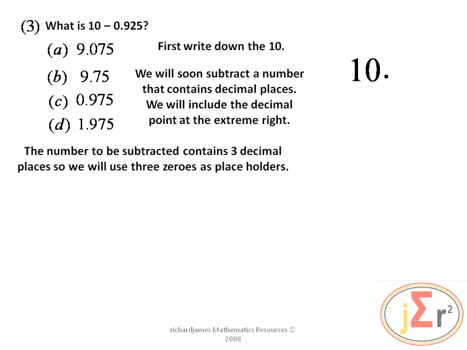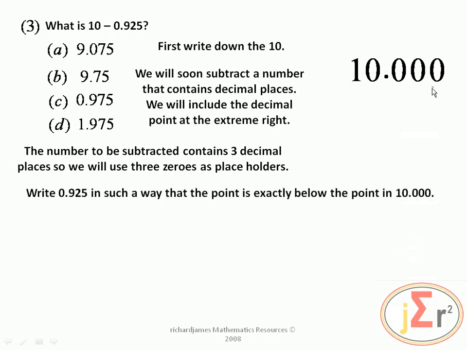But how many decimal places do we use? The number to be subtracted contains 3 decimal places, so we will use 3 zeros as placeholders. Because this number that we are subtracting has 3 decimal places, we are going to write a number here with 3 decimal places also. So we are going to write 0.925 in such a way that the point is exactly below the point in the 10, of course, 0.000. So let us put that there. Notice that the points are aligned with each other.